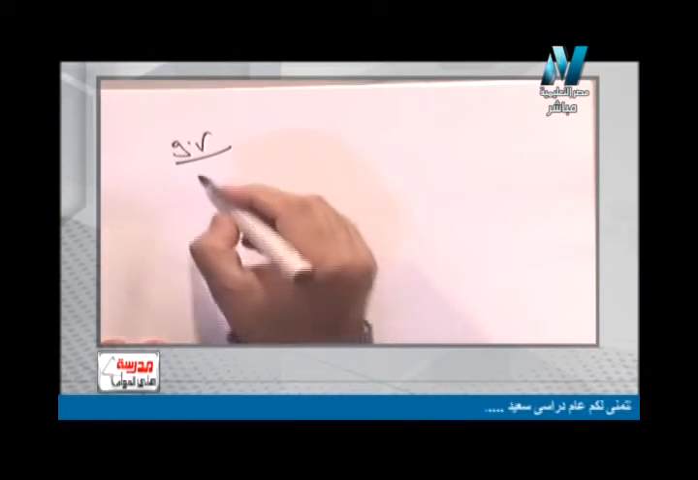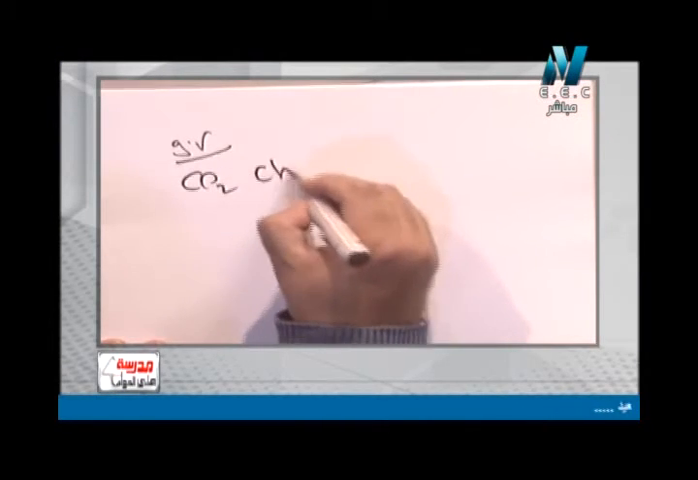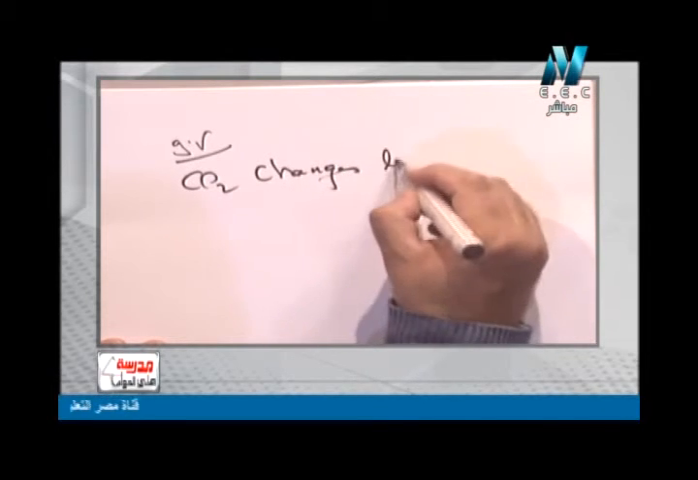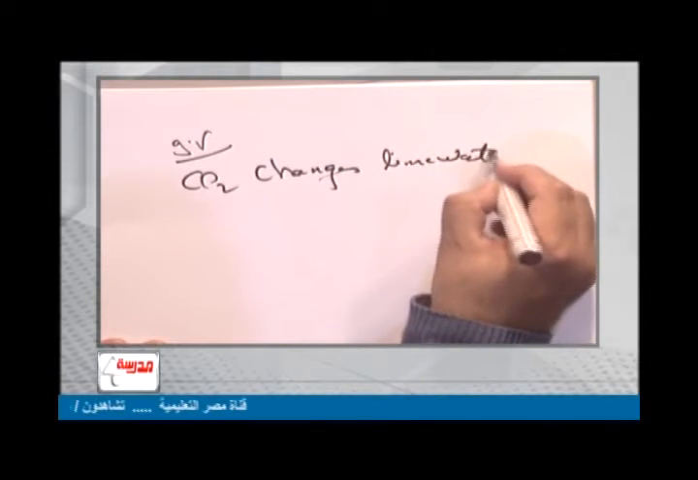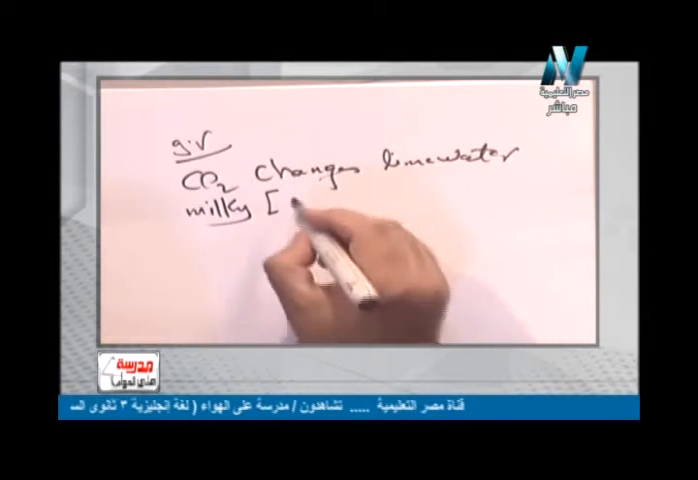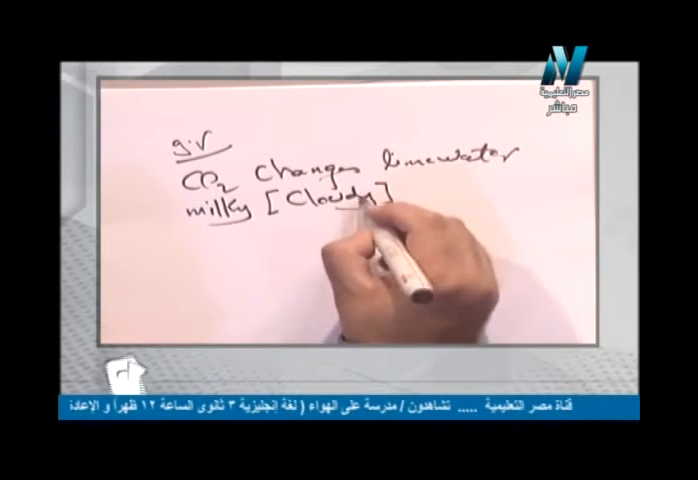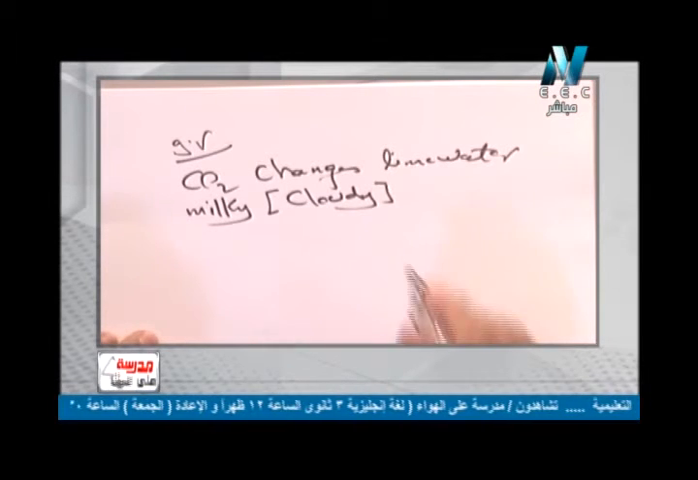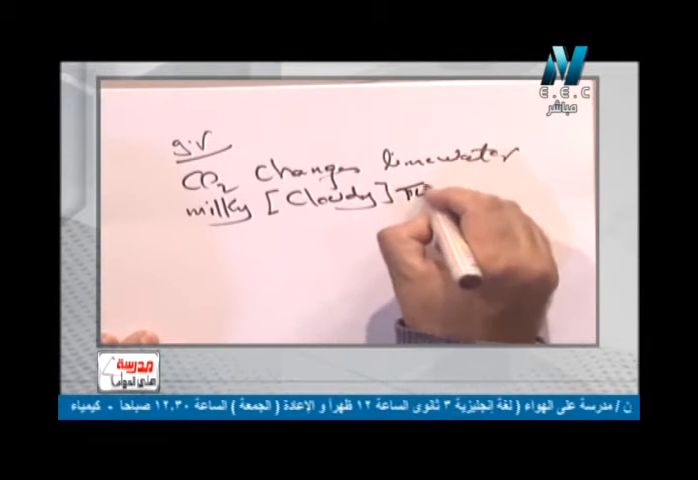So the question says, give reason. Carbon dioxide changes lime water milky, or between brackets cloudy or turbid. They are the same meaning. يبقى كلمة milky أو cloudy أو turbid بنفس المعنى، كلهم معناهم متعكر.